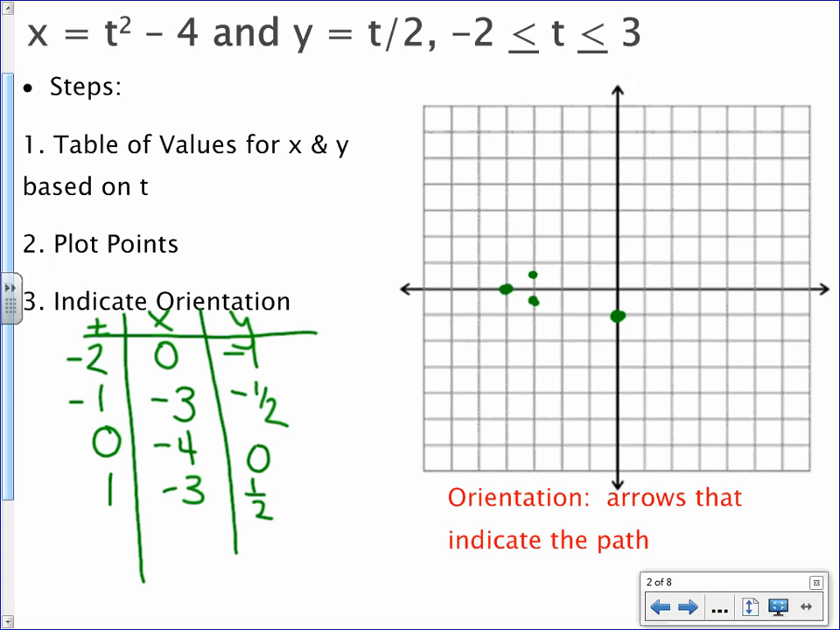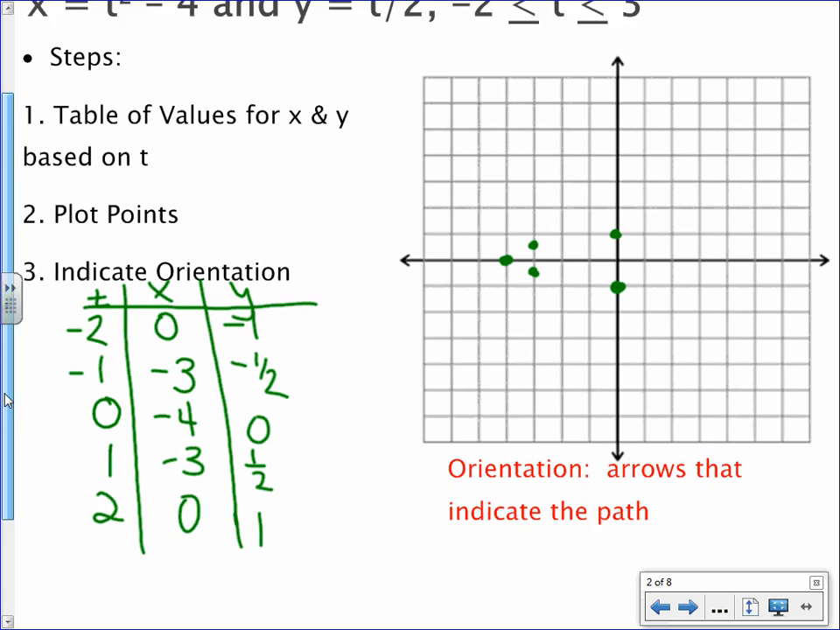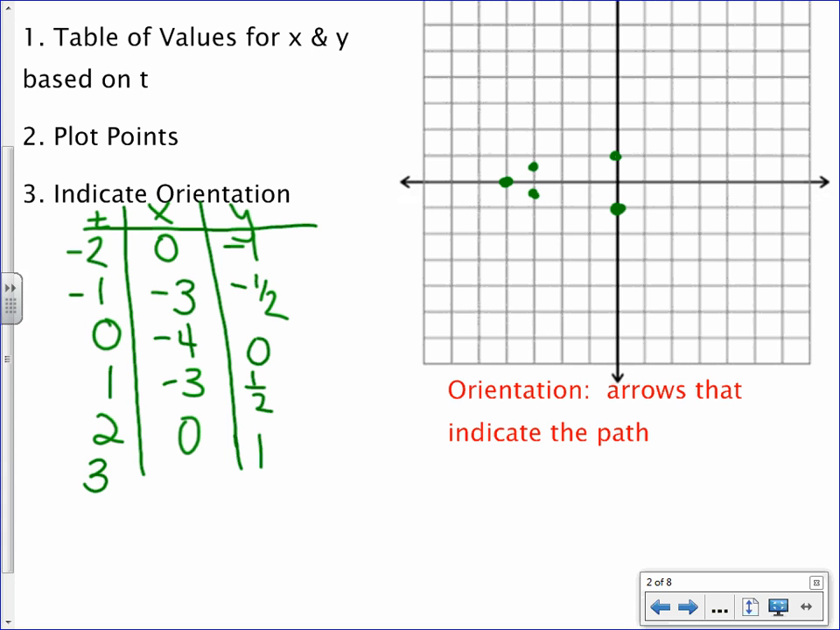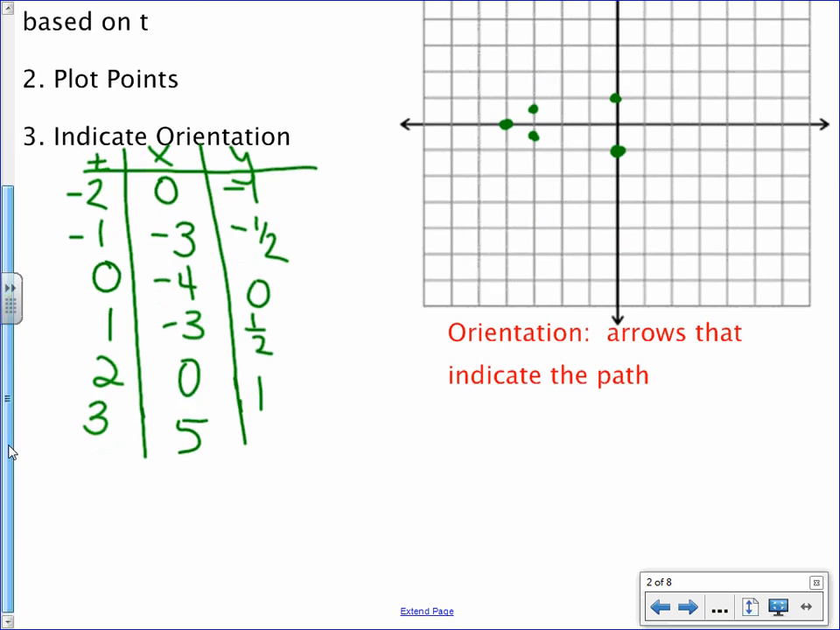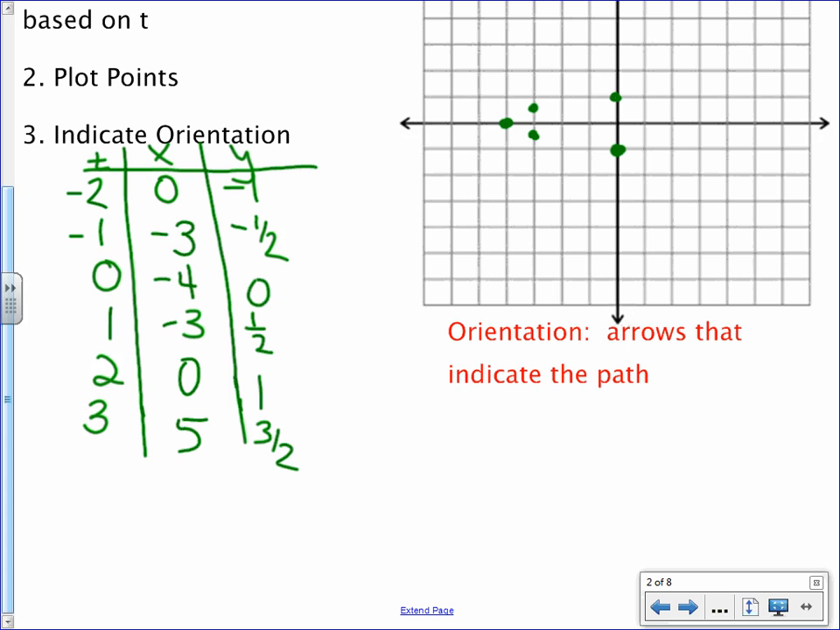Any ideas on what this is going to look like? Starting to kind of look like a parabola, isn't it? t is 2. What do we get for x? 0. What do we get for y? A little bit of symmetry here. Then they want us to go all the way until t is 3. When t is 3, what do we get for x? 5. And what do we get for y? 3/2.